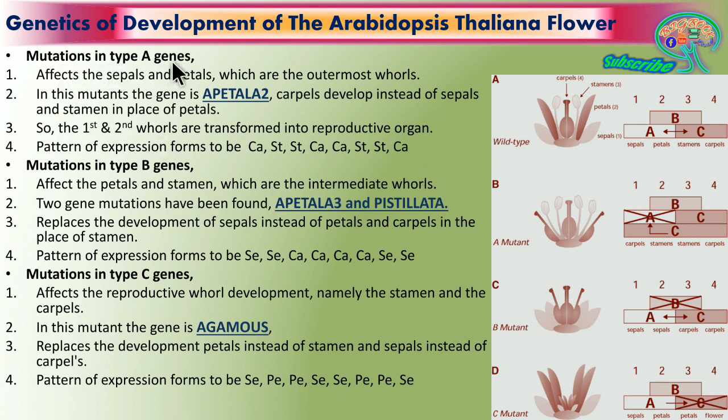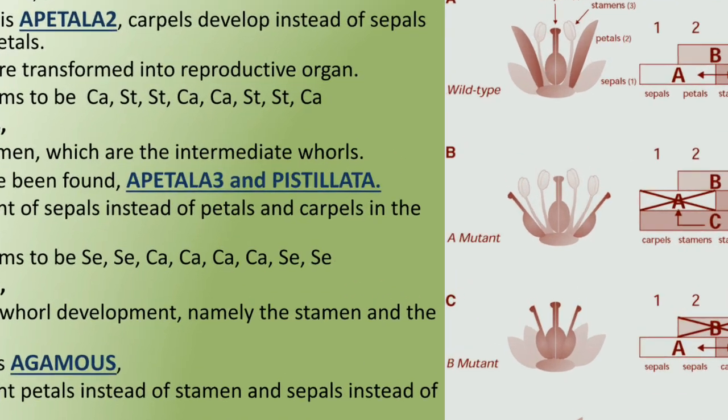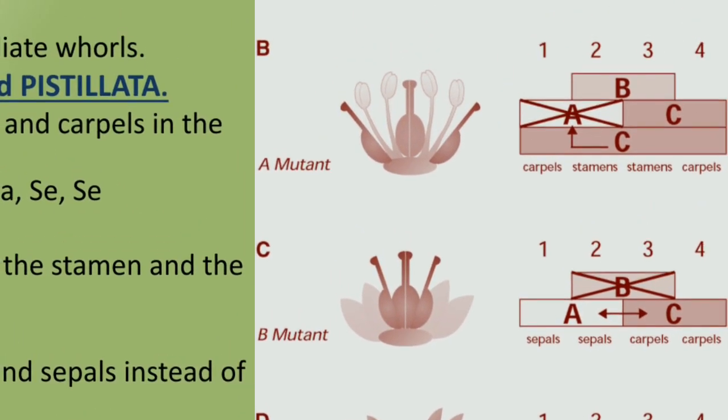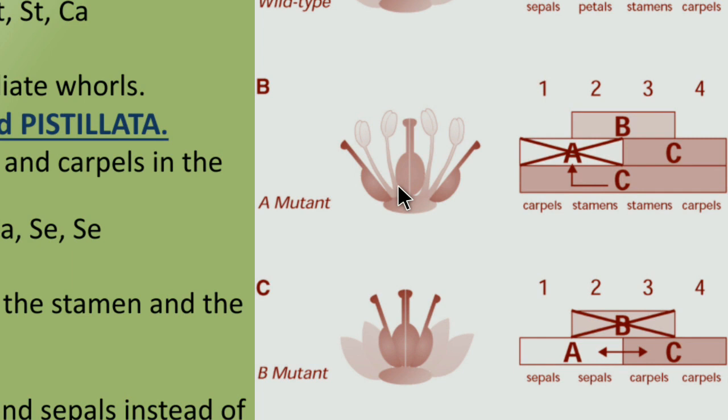Now mutation in the function A genes affects the sepals and petals, which are the outermost whorls, that is the first whorl and the second whorl. In this mutant, the gene is APETALA2. Carpels develop instead of sepals and stamens in place of petals. When you mutate the gene APETALA2, there will be an absence of the sepals and petals. So APETALA2 falls into the function A genes, the class A genes of the organ identity.